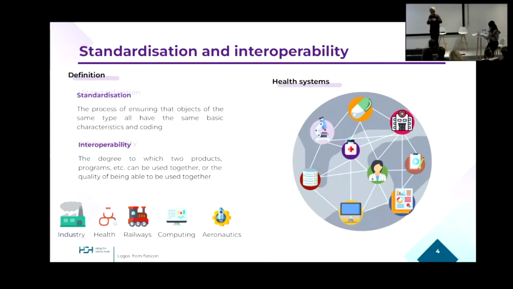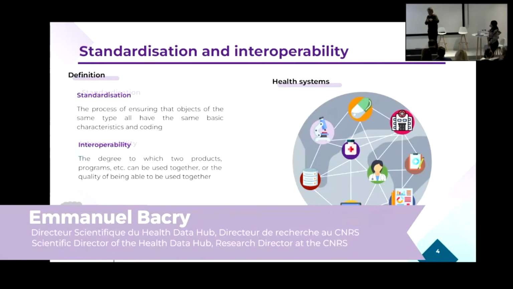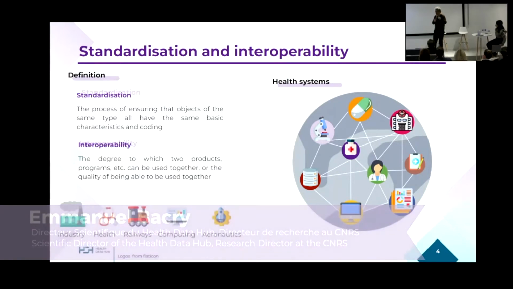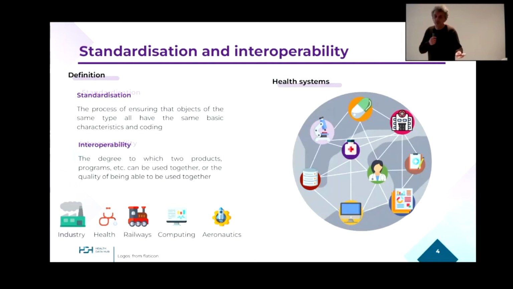This is the process of ensuring that objects of the same type all have the same basic characteristics and coding. So I'm going to talk in greater detail about this, but it's about the same process of coding so that we're talking about the same disease. That's what I mean by standardization. And then interoperability, which is the problem of programs or infrastructure being able to communicate between each other.